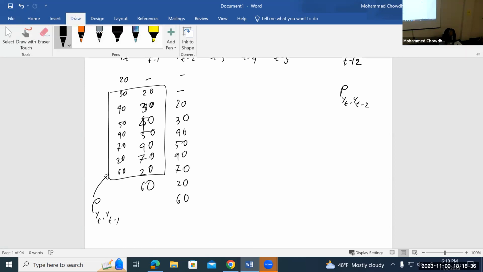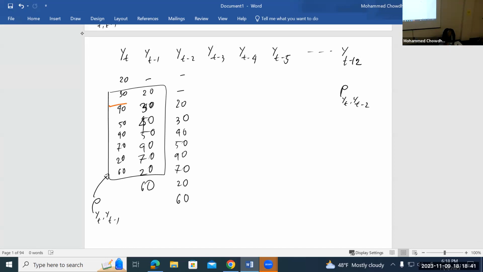Let me take a different color. That is the correlation between yt and this one and that one. Okay? Are you understanding, right? When I am finding these two correlations, I'm completely ignoring this one. Understand? When I'm finding the correlation between yt and the second lag, I'm completely ignoring this one.